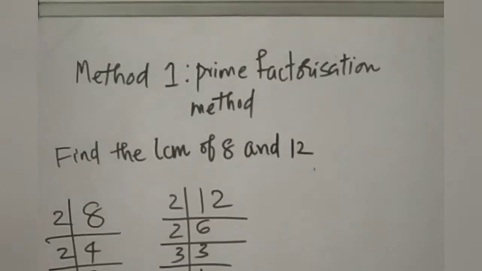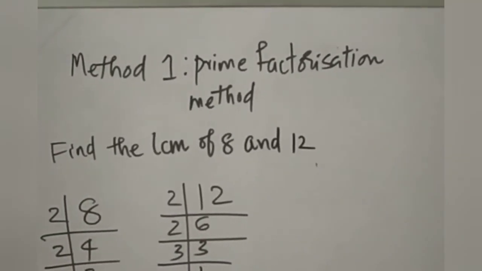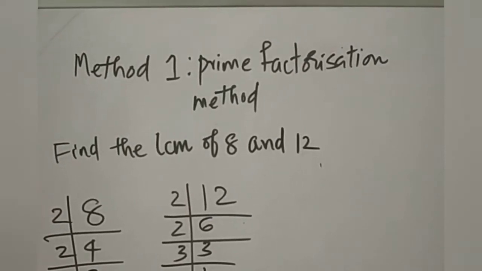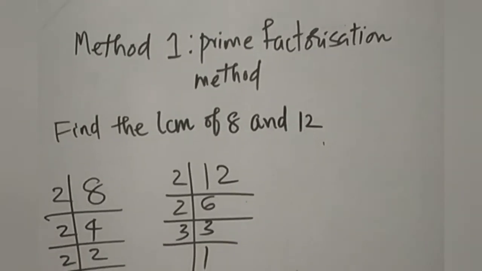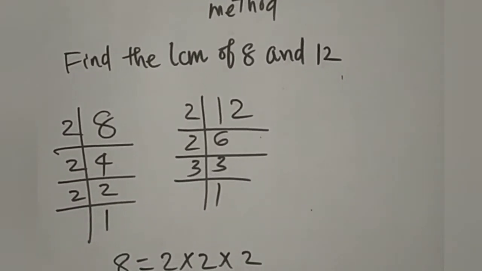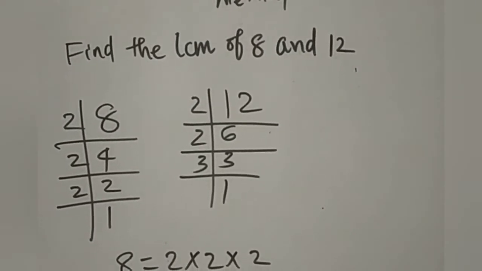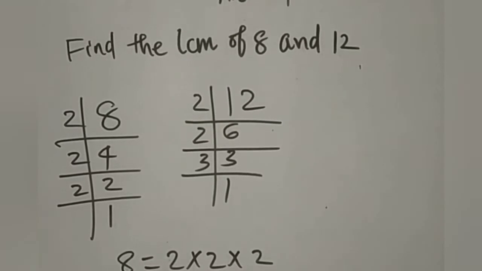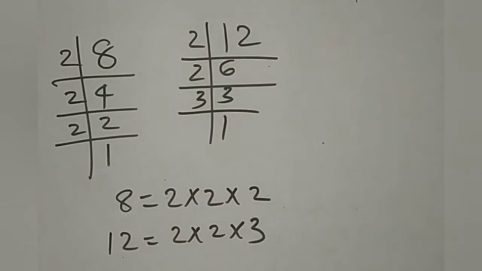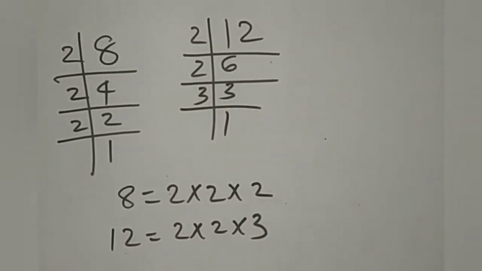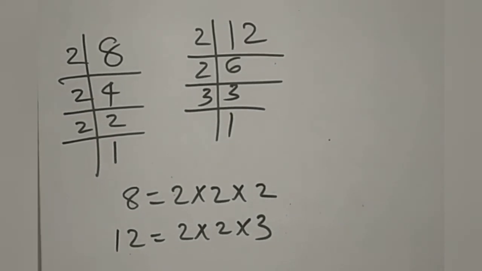So let us take the same example, find the LCM of 8 and 12 using prime factorization method. In this method, first of all, we need to prime factorize both the numbers. So we need to prime factorize 8 and 12, and you have already studied how to prime factorize numbers. So using the division method, we will prime factorize both 8 and 12. So we will get 8 is equal to 2 into 2 into 2 and 12 is equal to 2 into 2 into 3. So this is the first step.